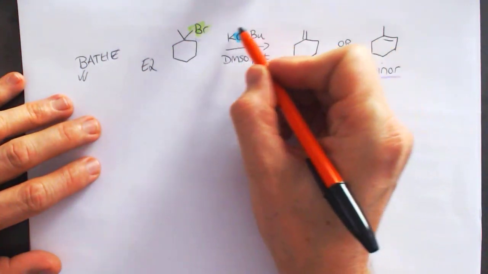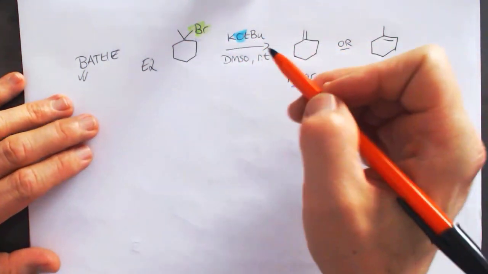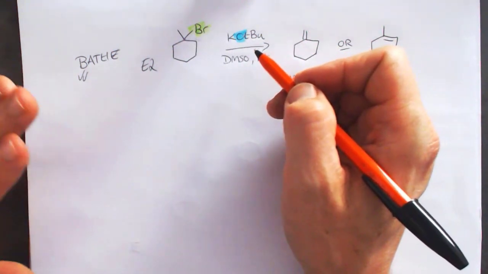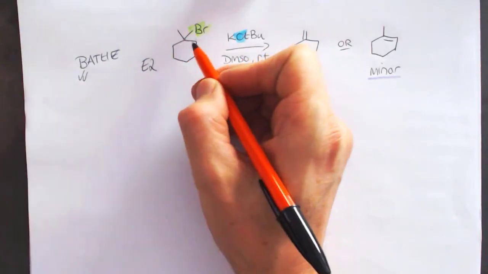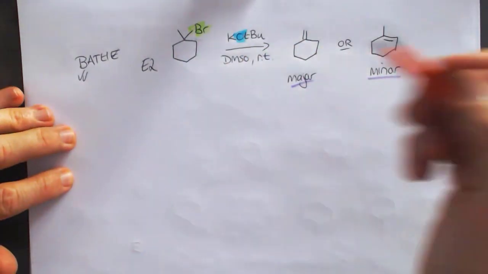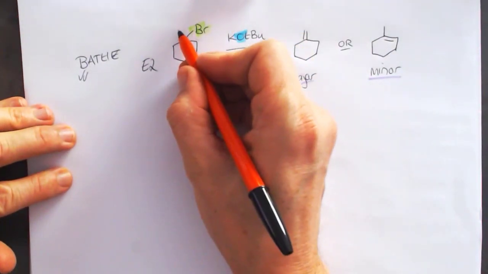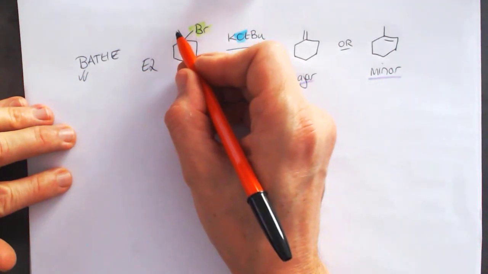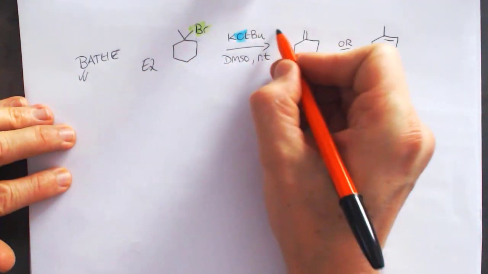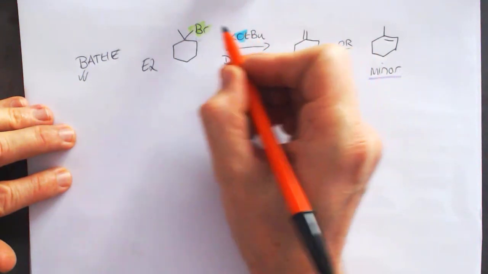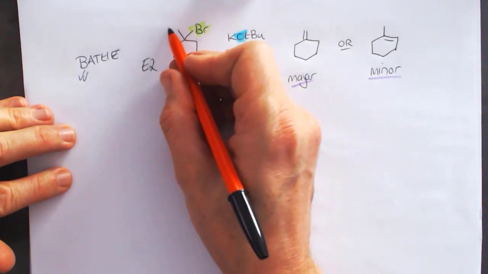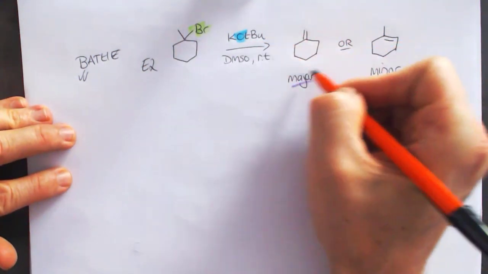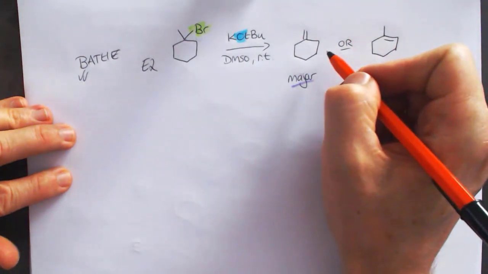Because it's extremely big and bulky, it needs to come and get one of the available protons. Its options are one of the two protons here, one of the two protons there, which are identical to each other, so that gives us that product in any case. Or one of the three protons on this carbon. Because the base is big and sterically bulky, the most accessible protons are the ones over here. That means they are the ones that are going to be picked up, which explains why this is the major product.